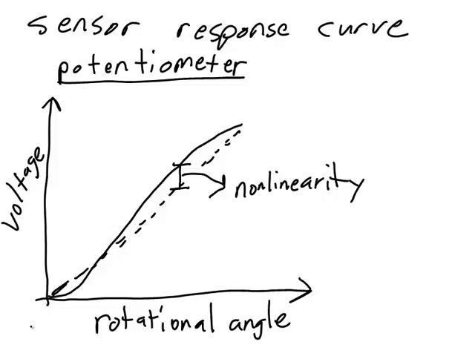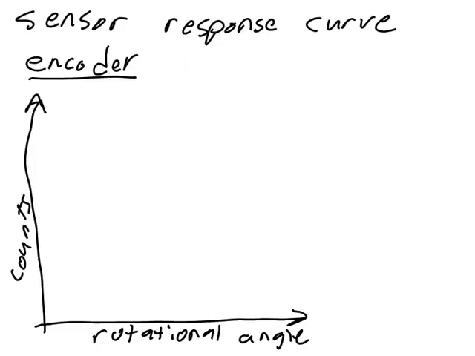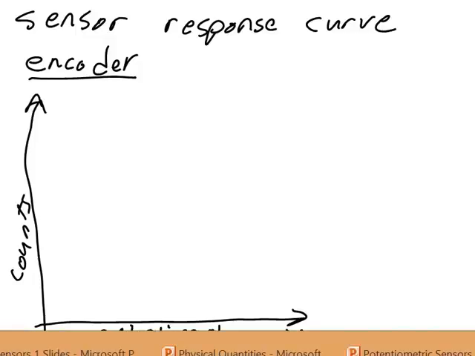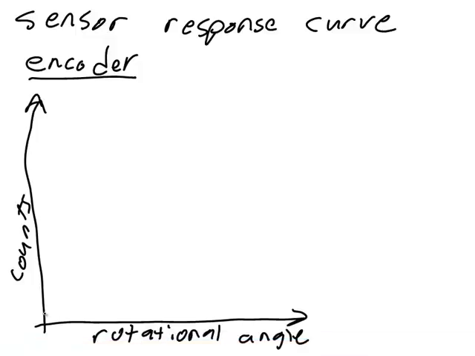Let's now look at the sensor response curve for the encoder. For the encoder, I've made the x-axis also be rotational angle, but I made the y-axis be counts. The output of the encoder isn't just a voltage, it produces pulses of voltage, one for each pulse of light received by the light receiver. The response curve for the encoder will look something like this.